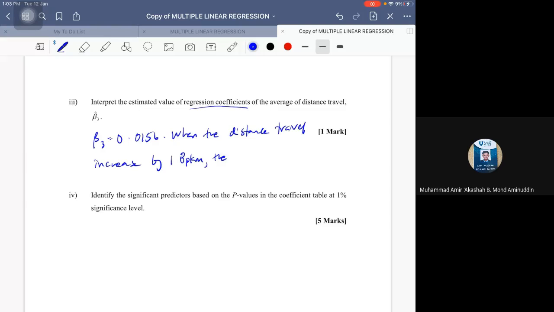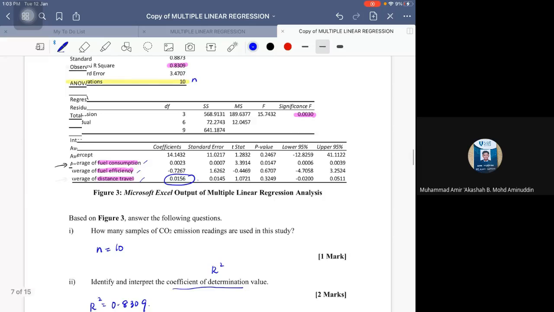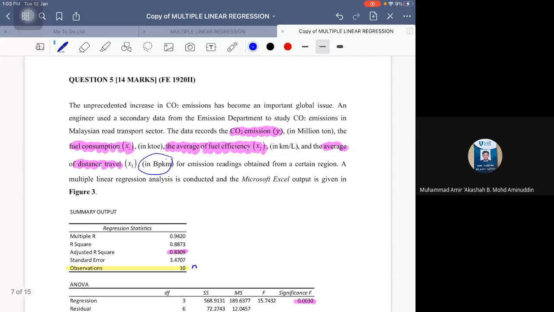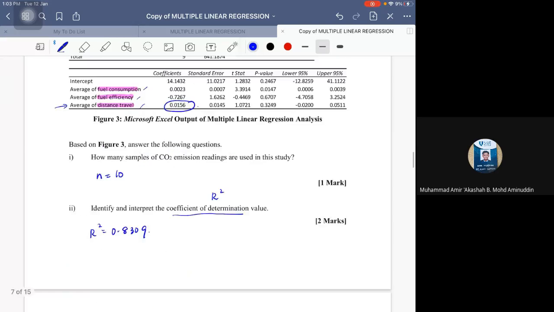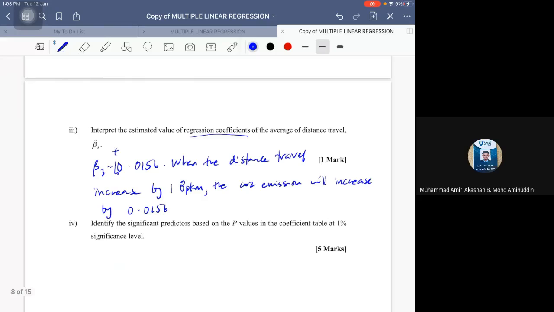So the CO2 emission, because this is a positive number, will also increase by 0.0156 unit. What is going to be the unit of our CO2 emission? It's given by million ton, so you have to mention that. So it's going to increase by 0.0156 million ton. That is going to be our interpretation: when X increases by 1 unit, what is going to be the value of Y?